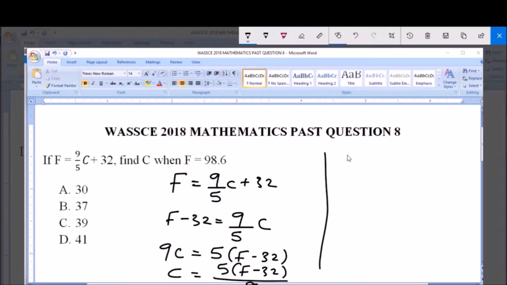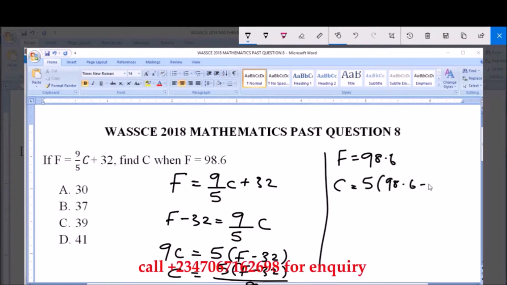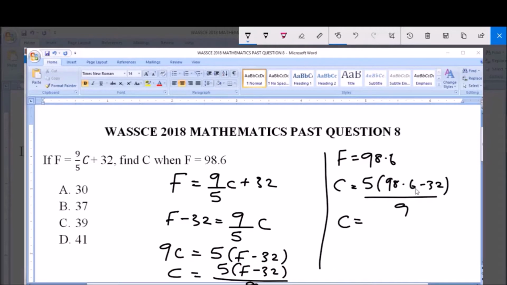Now we're given that we should find C when F equals 98.6. Now we can say C is equals to 5 into 98.6 minus 32 all over 9. Now 5 into 98.6 minus 32 will give us 333 all over 9, and this is equals to 37. So 37 is the value for C when F is equals to 98.6, and that is option B.